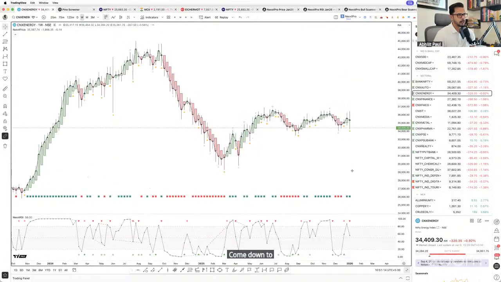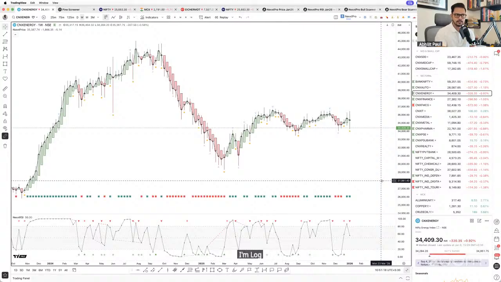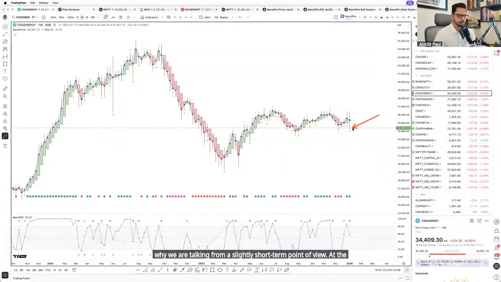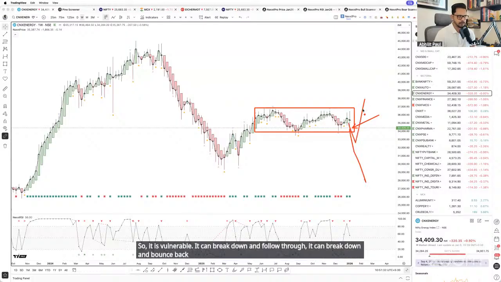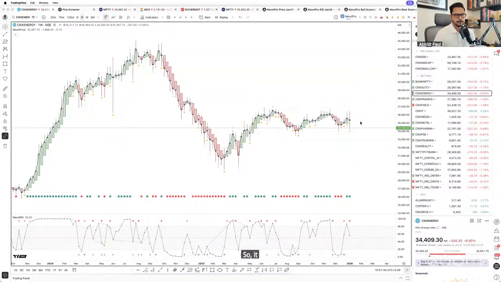That is a breakout or a breakdown. Come down to the weekly. This week is particularly very important. हम लोग ने ये डिस्कस कर लिया है कि why we are talking from a slightly short term point of view. At the lowest point of the week, we have seen that it has not gone anywhere. So it is vulnerable. कुछ भी हो सकता है. It can break down and follow through. It can break down and bounce back. It can create outside bars. So it is struggling. So stay away from it.